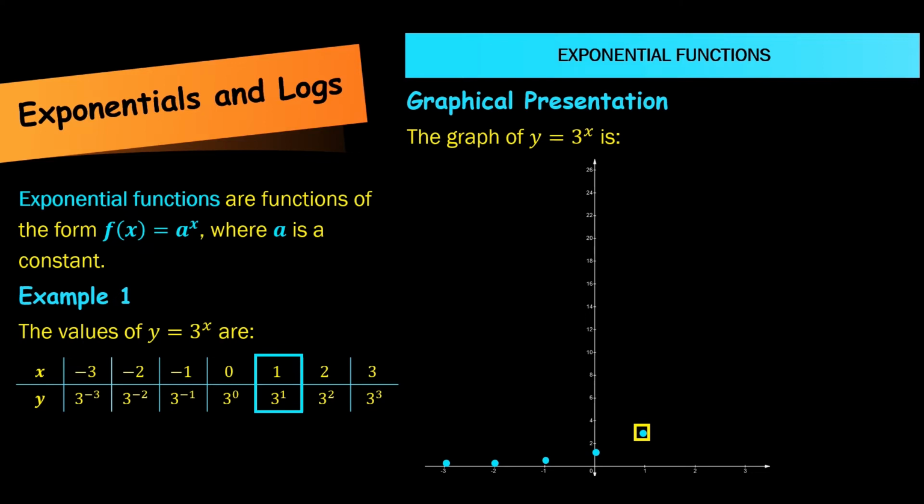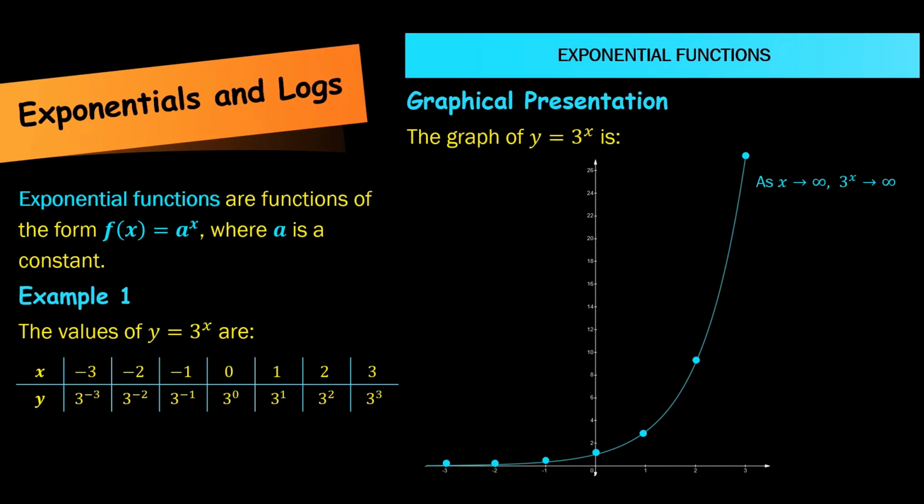When x equals 1, y equals 3 to the power 1. When x equals 2, y equals 3 to the power 2. When x equals 3, y equals 3 to the power 3. And so on. We can join these points to give us the graph shown on your screen.